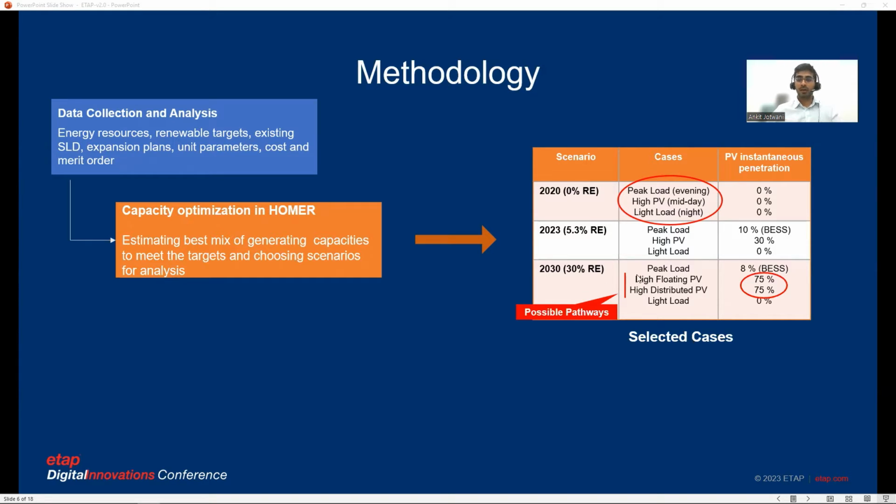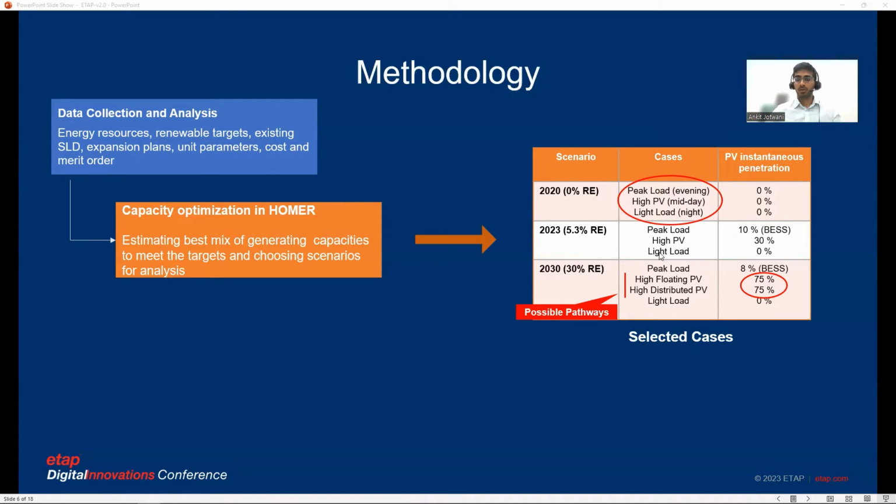For 2030, we had two possible pathways, depending upon if the system saw a large share of utility PV installation or a large share of smaller scale residential and commercial installation. So this was done because for the large scale installation, the connection rules are more strict, and which therefore has an impact on the system stability.